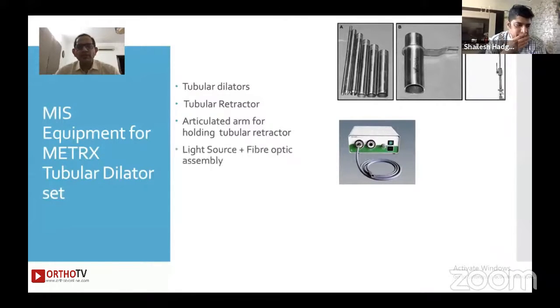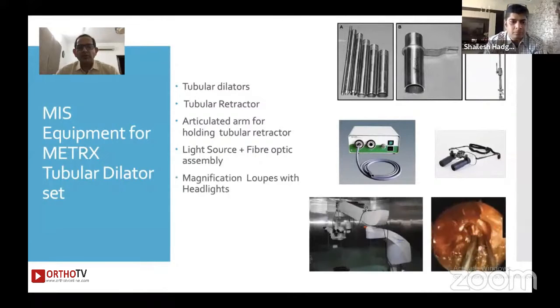The light source can be used as with a fiber optic system, which was the original for the MED system. However, it can still be used along with the headlights and loops if you prefer surgery with this setup. However, the best would be using a microscope with a significant amount of magnification and excellent light to give a very good picture.